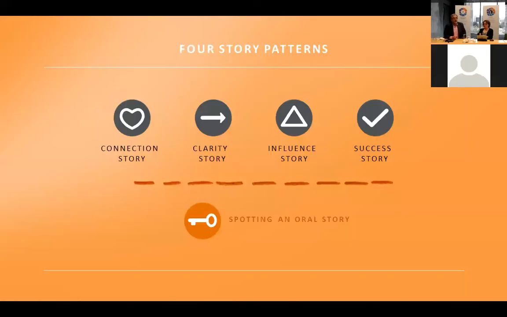Sharing. Now, I just want to introduce you to a couple of story patterns. So these are types of stories you use for different situations. A connection story is great for when you meet people for the first time, and you want to share a story that gives people a little bit of an insight into who you are and what makes you tick.